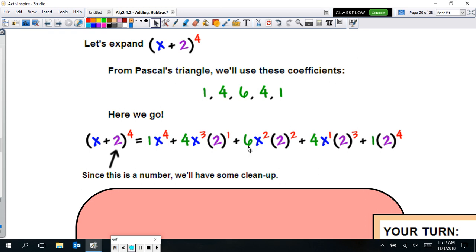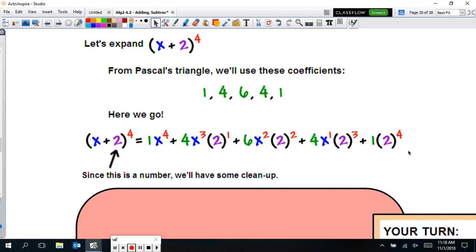So you can see you have your Pascal number. Your x term is going to go down by 1 each time. Your 2 is going to go up 1 each time. Pascal number again. x goes down, 2 goes up 1. Until you get to your last one with x, Pascal's 1. There is no x term because that would be x to the 0. That's why it's not there.